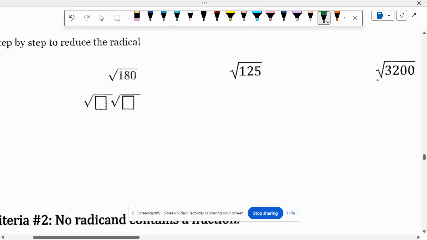Look at your numbers on the back. Are there any numbers that you believe are perfect squares that we can divide 180 by? And we really want the largest one. We want to have the biggest number that you can find, but we'll start with a small one if we need to.